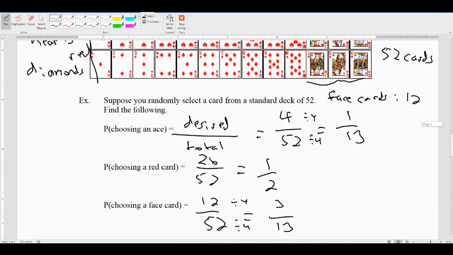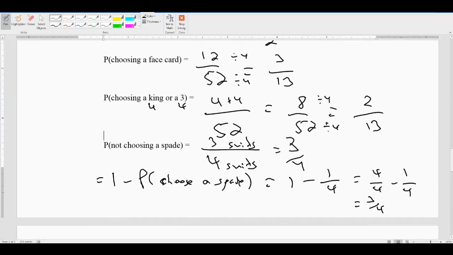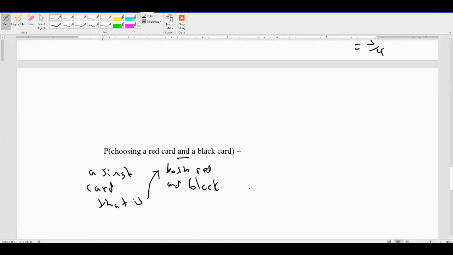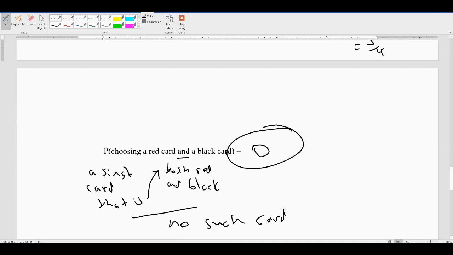I don't see one. See, or means you want it, like in this example, a king or a 3. Either or means you win. On this example, you want a card that's both red and black. No such card exists. 0. So you don't say no such card. You say the probability is 0. That's the answer.